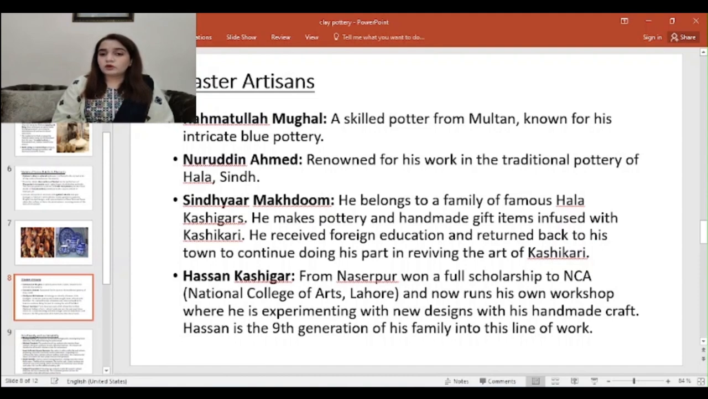He received foreign education and returned back to his town to continue doing his part in reviving the art of Kashikari. Hassan Kashigar belongs to Nasirpur, won a full scholarship to National College of Arts, Lahore, and now runs his own workshop where he is experimenting with new designs with his handmade craft. Hassan is the ninth generation of his family into this line of work.